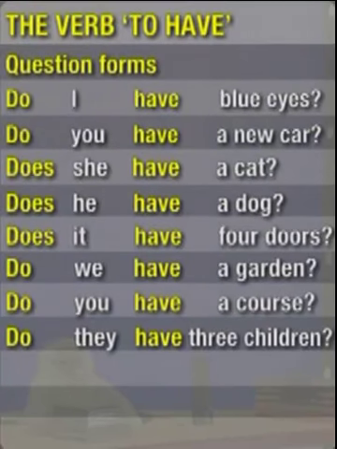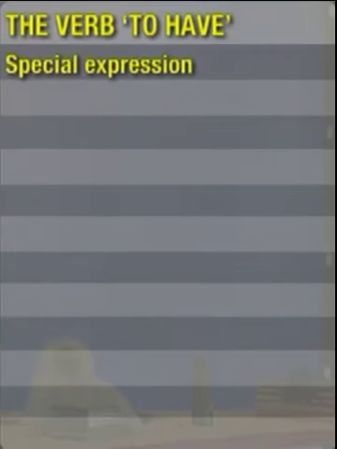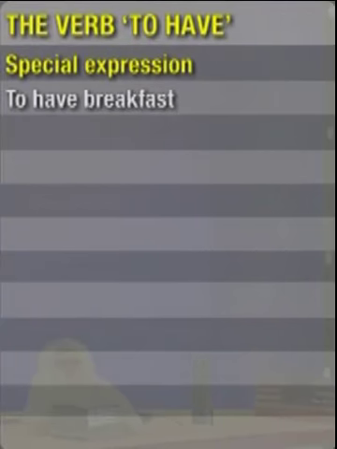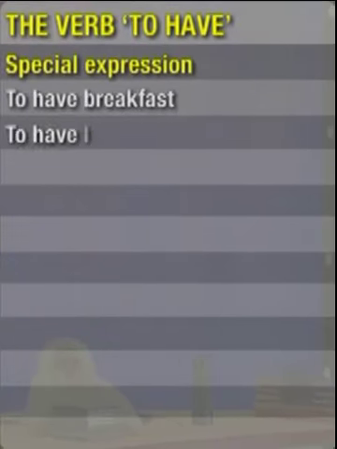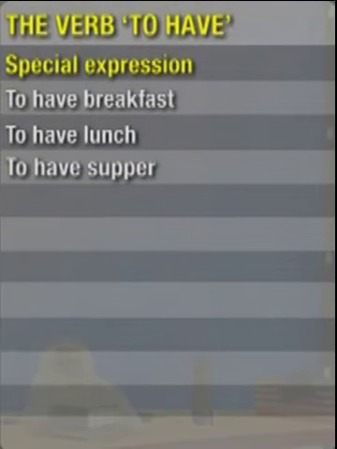Now, another interesting thing about the verb have is that often we use it in special expressions which make up verbs with particular meanings. And in other languages, in these situations, you hear make. Let me show you. We say to have breakfast in the morning, to have lunch, 1 o'clock, and to have supper. So to have breakfast, to have lunch, to have dinner.